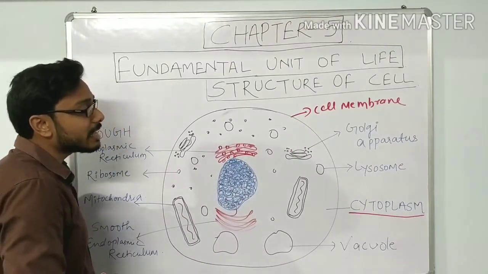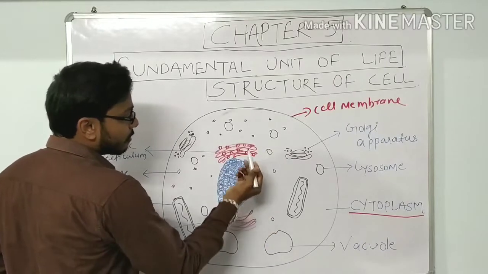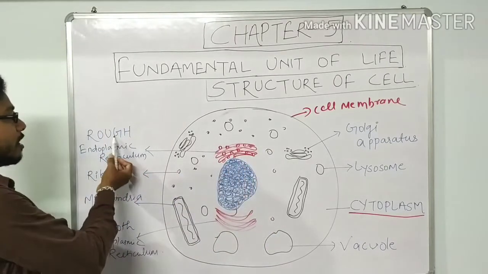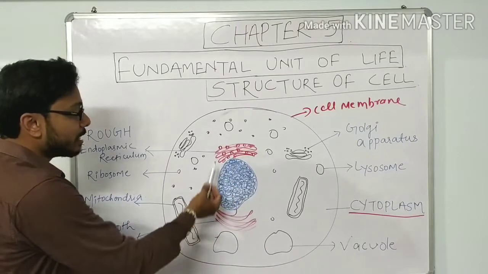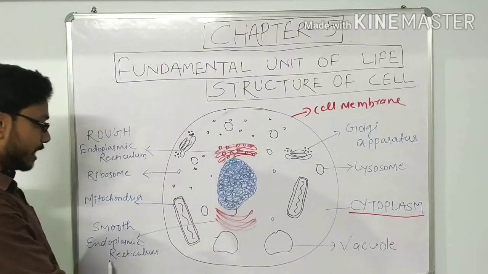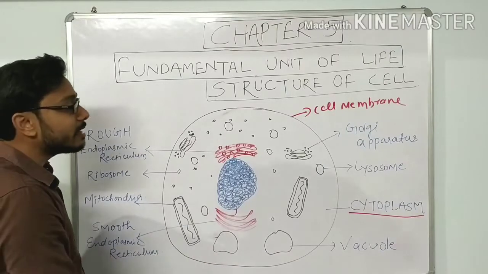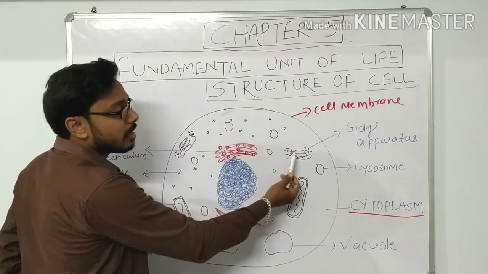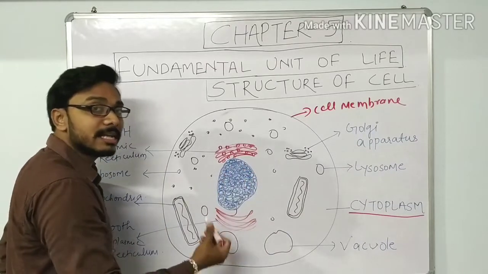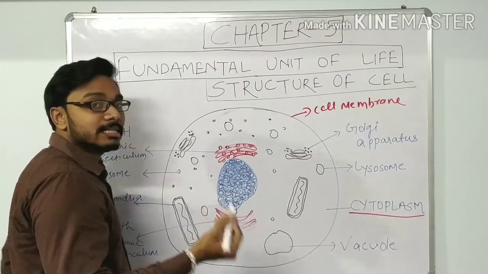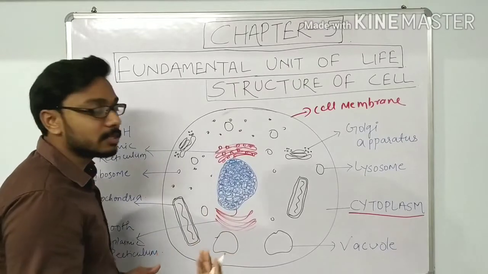Now the second cell organelle is this one. That is the rough endoplasmic reticulum. It is attached with the nucleus. Just below this there is a smooth endoplasmic reticulum. Then there is a Golgi apparatus. Golgi apparatus also has some other function. These two also have some other functions. There are some secretory functions like secretion of protein, fat, lipid, all these things.